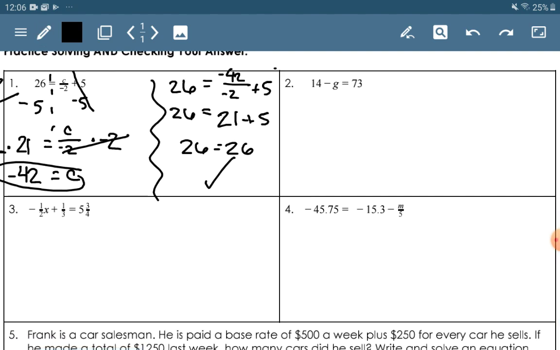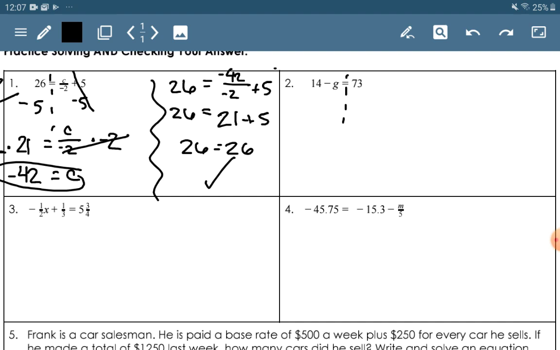Moving on to number 2, I have 14 minus g equals 73. Now this one may not look like a two-step problem, but you'll be able to see in a minute. First thing is focus on the side with the variables. So if you need to put in your dotted line, do so. My variable's on the left side this time, so that's what I'm going to focus on. And I want to get rid of the thing that's furthest away from my variable, usually involving addition or subtraction. I'm going to get rid of that 14, and it's a positive 14.